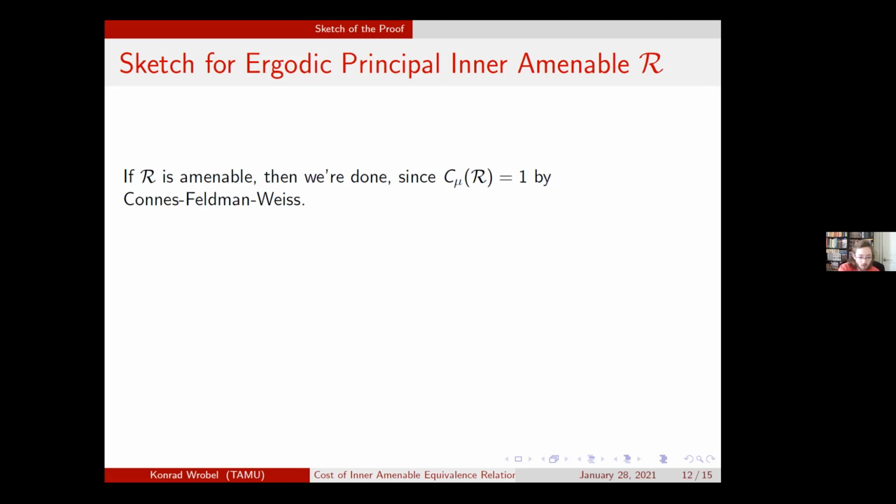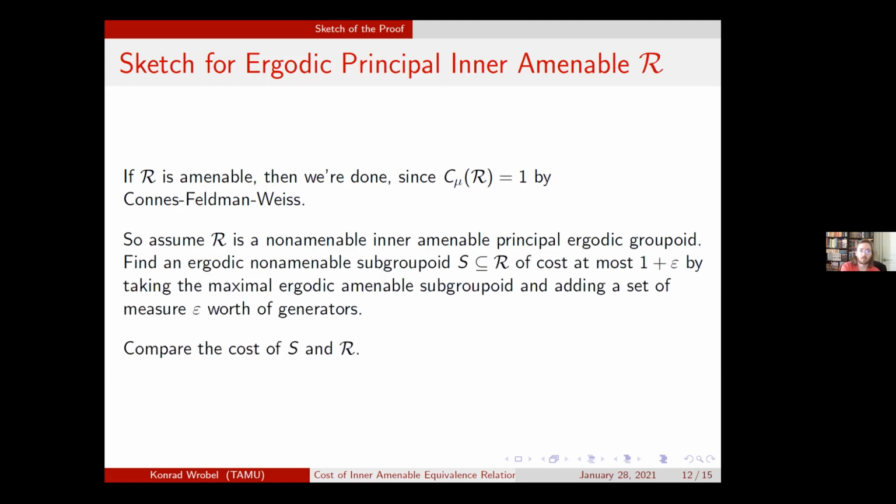Right. So really, the interesting case is looking at non-amenable, inner amenable ergodic principal groupoids. For such a groupoid, we can find a subgroupoid that has cost at most 1 plus epsilon, just by finding the maximal amenable subgroupoid. This has cost 1, by the previous lines, by Connes, Feldman and Weiss. And by adding an epsilon proportion of generators, the cost only increases by epsilon, and we get something non-amenable, right? And so the goal would be to compare these two costs.